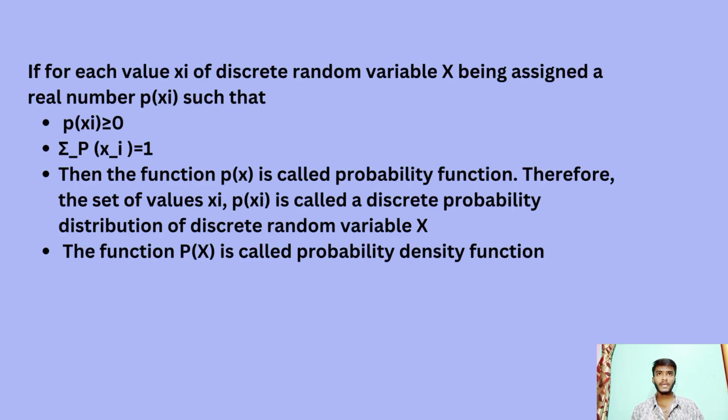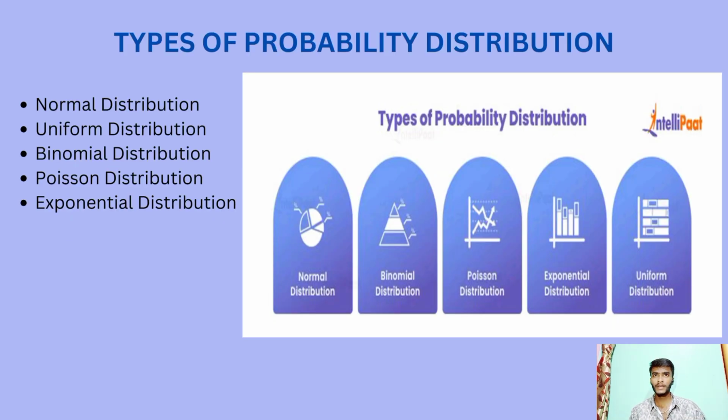If for each value xi of a discrete random variable x being assigned a real number p of xi such that p of xi is greater than or equal to 0, and summation of p of xi is equal to 1, then the function p of x is called a probability distribution. Therefore, the set of values xi, p of xi is called a discrete probability distribution of the discrete random variable x. The function p of x is called the probability density function.